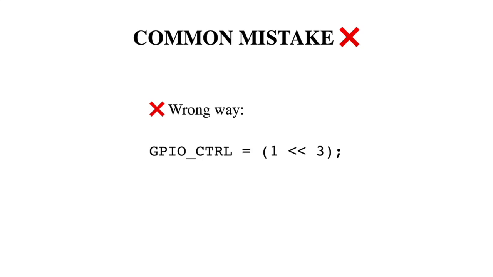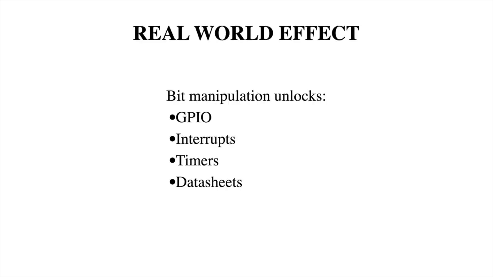Now let's see a common mistake on the slide. Here, in the GPIO control register, I'm assigning a mask created by left shifting by 3. This looks innocent, but it is dangerous. It overrides the entire register. You just wanted to enable one feature by setting the third bit, so the third bit becomes 1 and everything else becomes 0. So you disabled everything else. Folks, once bit manipulation clicks, drivers make sense to you, datasheets become readable, and debugging becomes logical instead of guesswork.